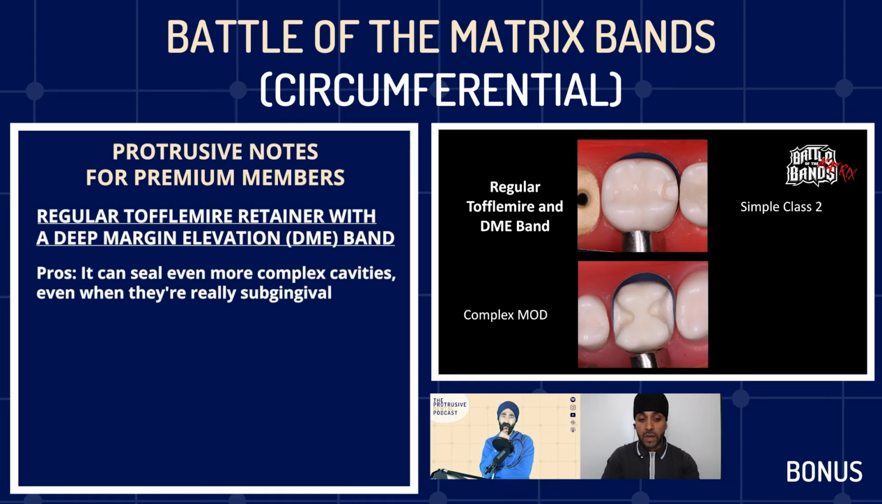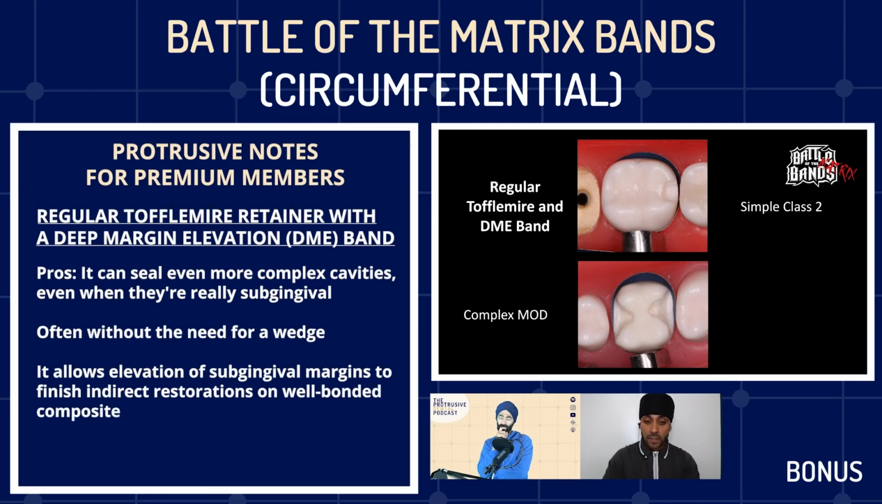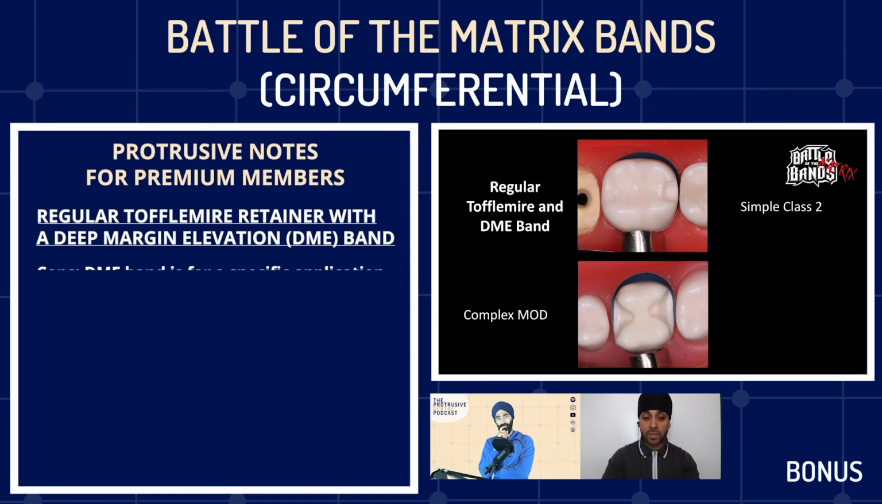The pros are that it can seal even more complex cavities, even when they're really subgingival, and often without the need for a wedge, which is really quite interesting due to its design. It allows us to elevate subgingival margins to finish indirect restorations on well-bonded composite, as opposed to risking a subgingival crown margin. And if there's a small lip there, that can cause us problems later. And finally, I'd say that it's unlikely to produce overhangs using this setup. It's quite tight around the base and you can pack quite hard, quite tightly there. And I doubt it's going to produce an overhang.